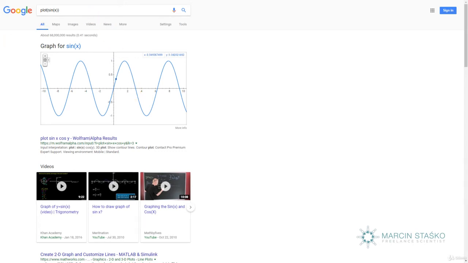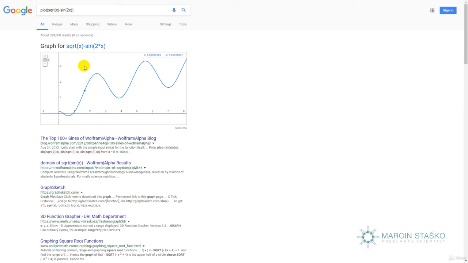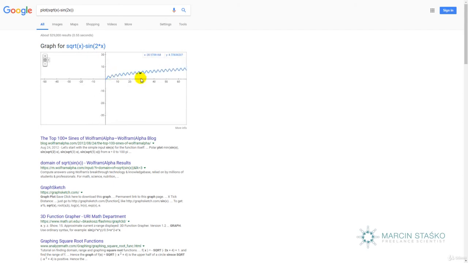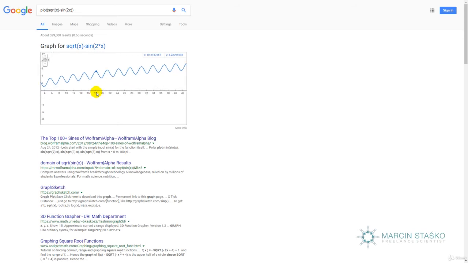We can also try to make some more plot calculations. For example, just this fancy plot. And you see we have the square root minus sinus 2x. And you will get a very nice and fun function, kind of a zip. We can go through this. And as you can see, we can make very nice and simple calculations using Google.